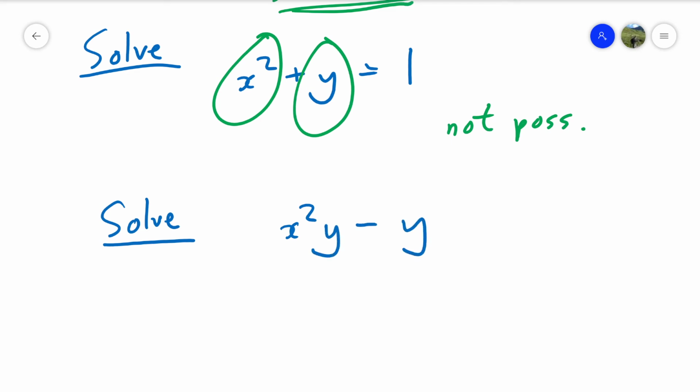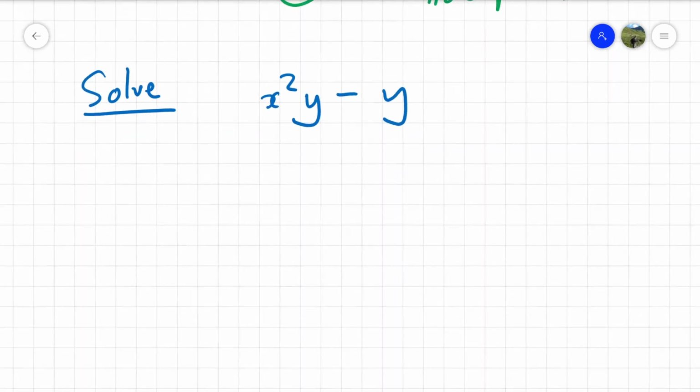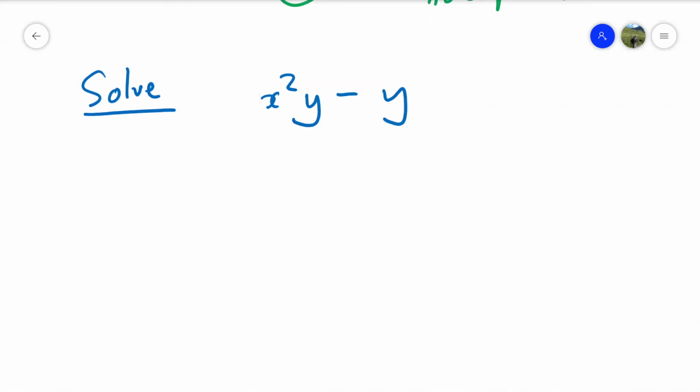Have a go at this. Can you solve this one? Not possible. Why is that? Because there's no equal sign. Look, there's no equal sign. That's why you can't do it. You might have tried to solve that, but there's no equal sign, so you can't do it. Next question.